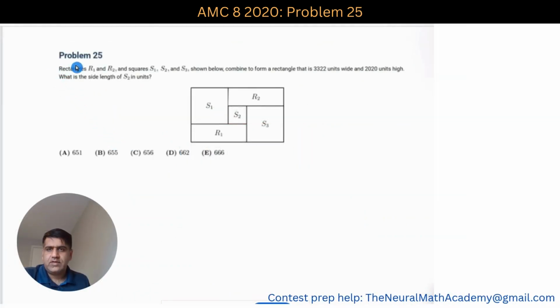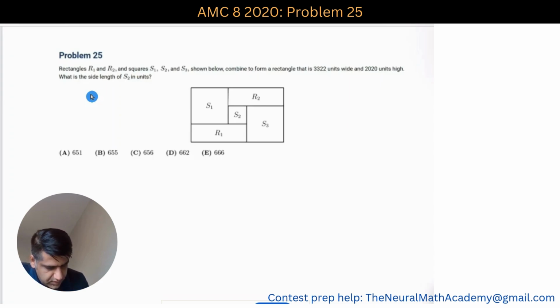Okay, so now let's look at the last problem, 25, where the rectangles R1 and R2 and squares S1, S2, and S3 are shown here, and they combine to form a rectangle that is 3322 units wide and 2020 units high. What is the side length of S2 in units?